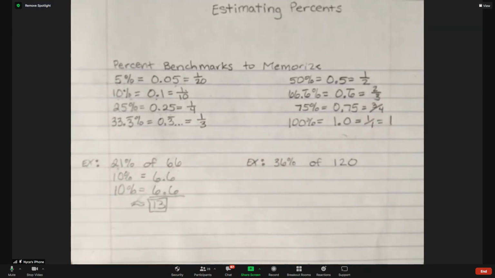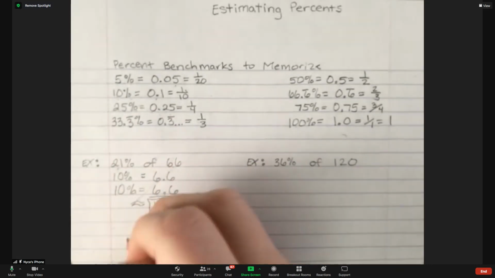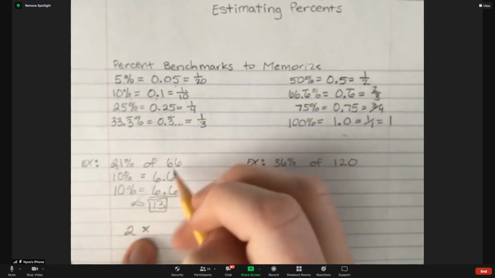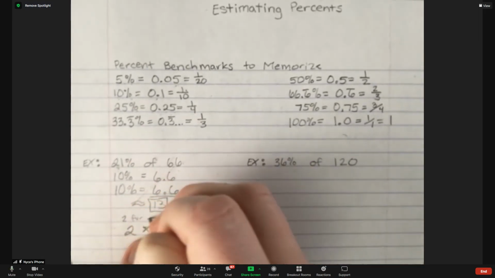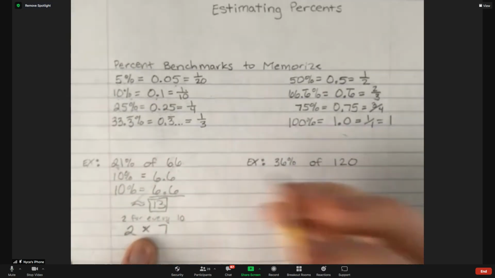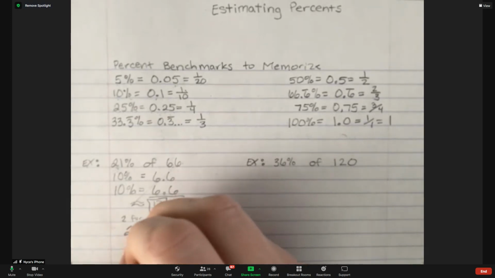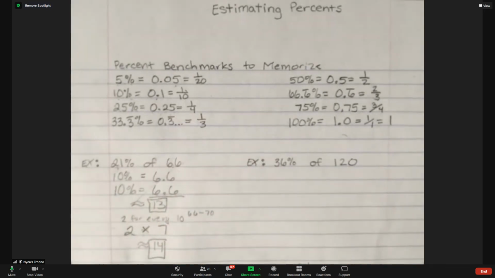Another thing that students might do, they might just say, okay, 20% of 66. They might go 2, because it's 20%. So that's 2 for every 10. That means 2 times 66 is about 7 groups of 10. So that's the 2 for every 10 method. And so I would round 66 to 70. If you did 2 for every 10, it would be 2 times 7. Your estimate would be about 14. So it just depends on how you show your work, but those are the different ways to estimate.